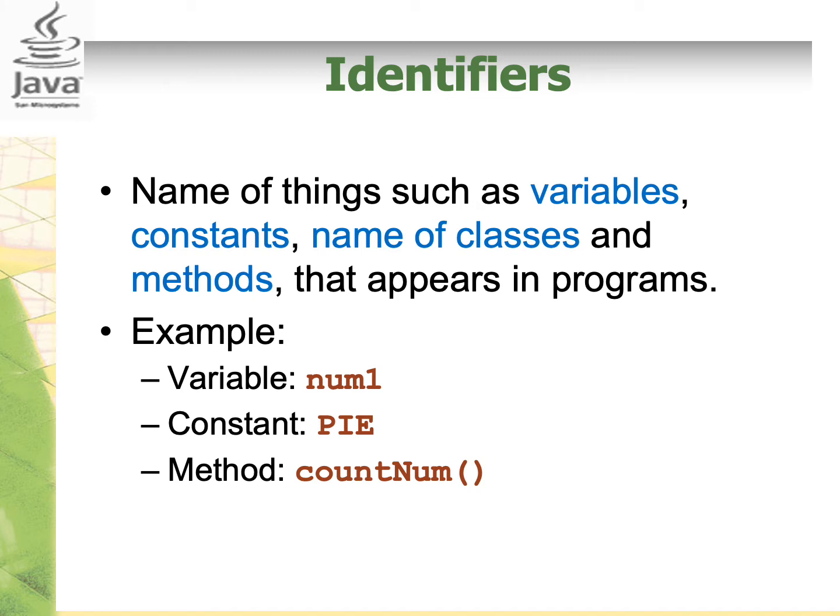In this slide here, you can see some examples of identifiers such as num1 or number, and any constant, for example here pi, and also for method, for example countNumber. By convention, variable names start with a lowercase letter. Class name starts with an uppercase letter. Constant's name would be everything in uppercase.